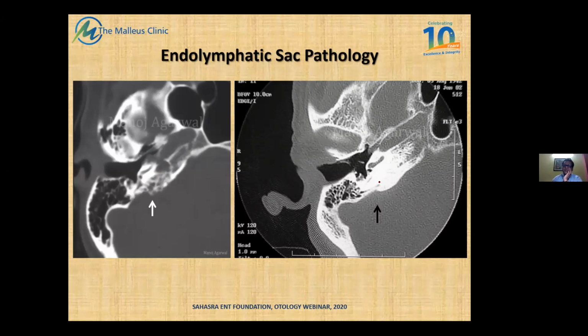This is the area of the endolymphatic sac here. This is the operculum. So an endolymphatic sac tumor here. It's a very, very rare tumor.